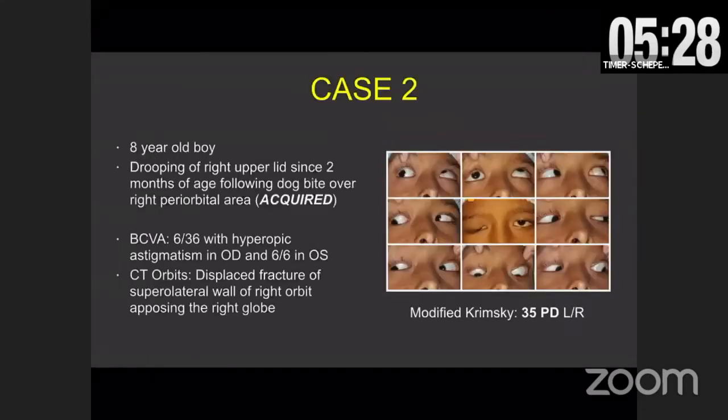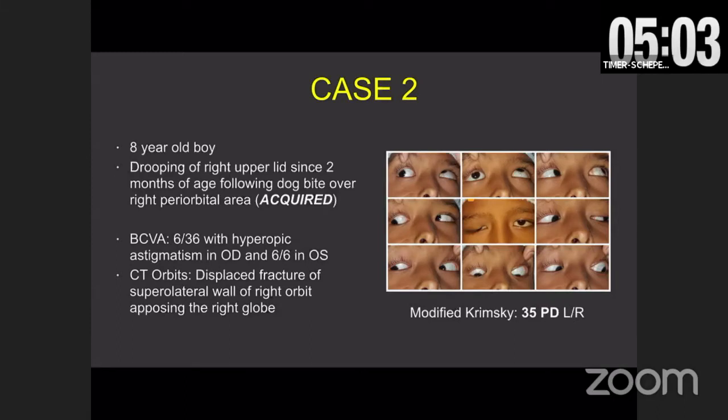The second patient was an 8-year-old boy who presented with drooping of the right upper lid since 2 months of age following dog bite over the right periorbital area. On modified Krimsky, he measured 35 prism diopters of L over R. This boy was amblyopic in the right eye with hyperopic astigmatism, and his best corrected visual acuity was 6/36.